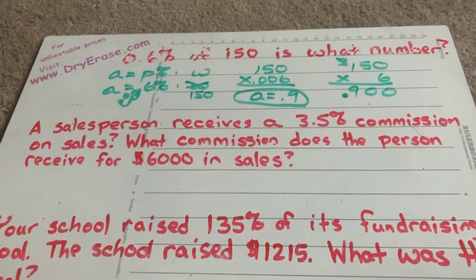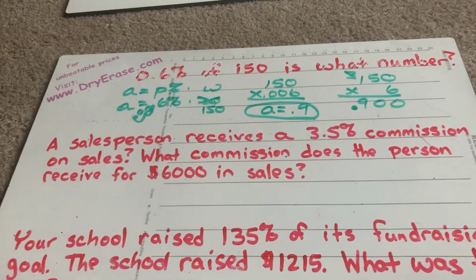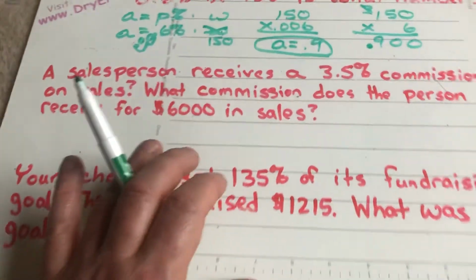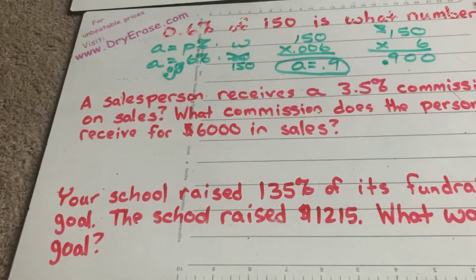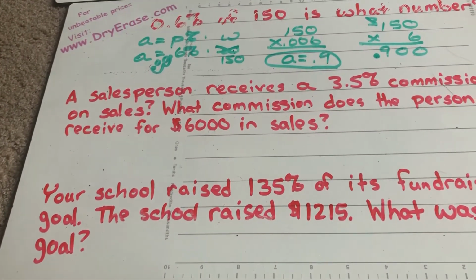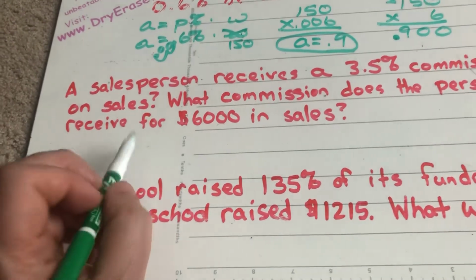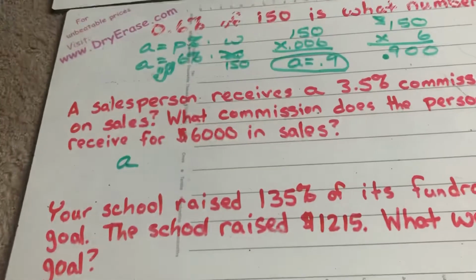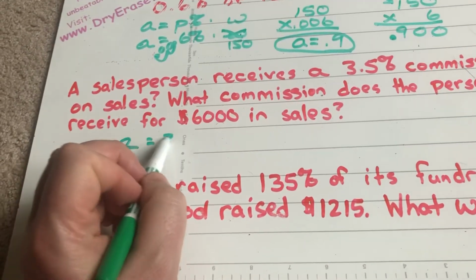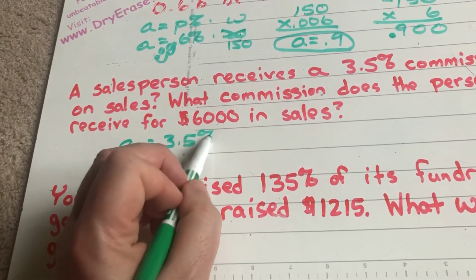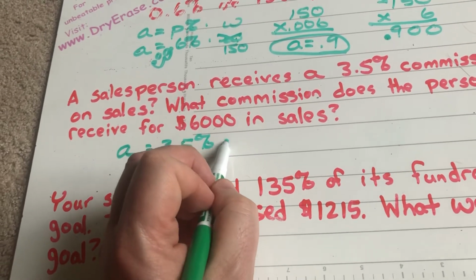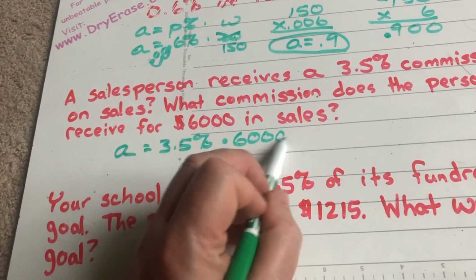A salesperson receives a 3.5% commission on sales. What commission does the person receive for $6,000 in sales? So once again, we don't know what the part is. That's what we're trying to find. We do know the percent, which is 3.5%, and we know the whole thing, which is 6,000.